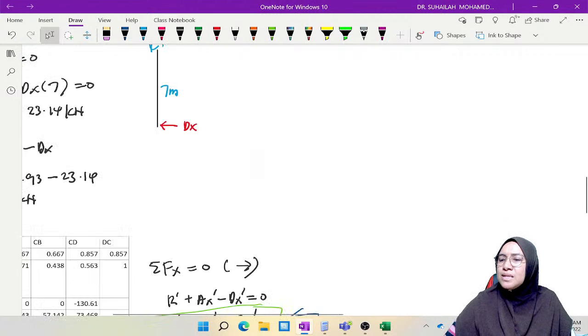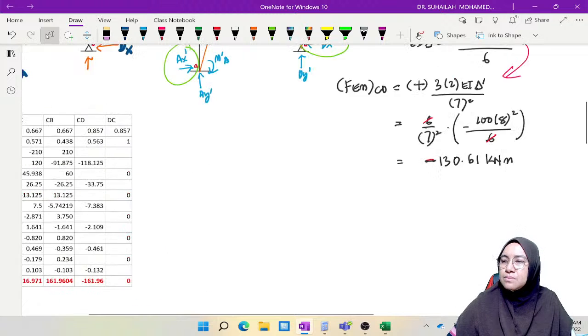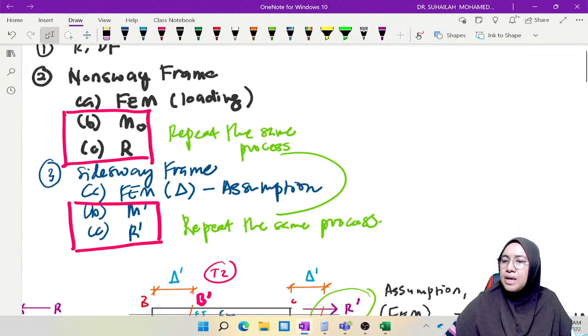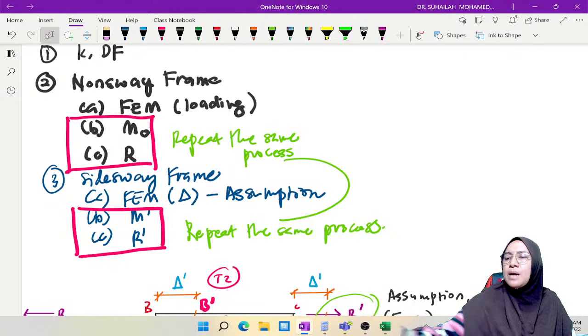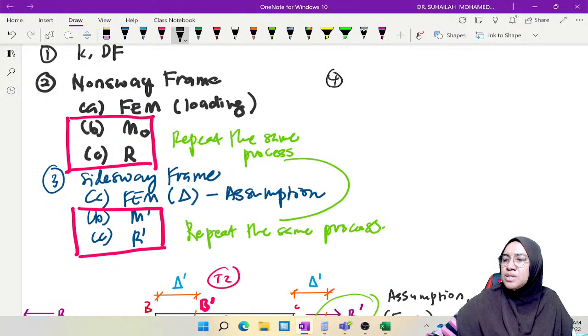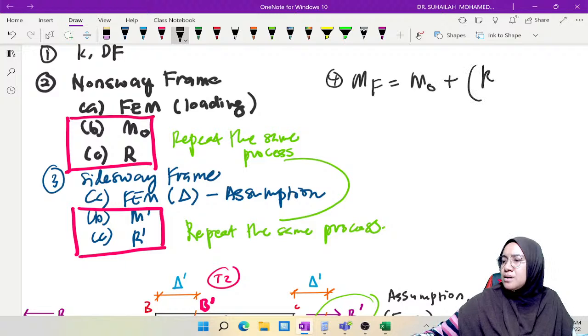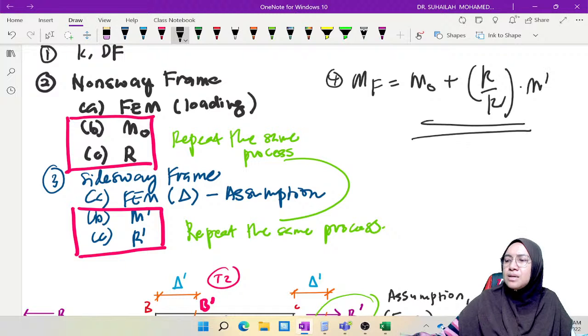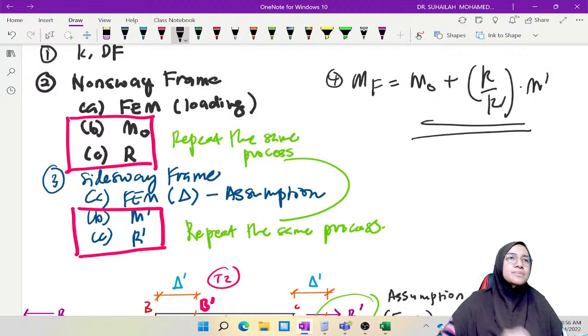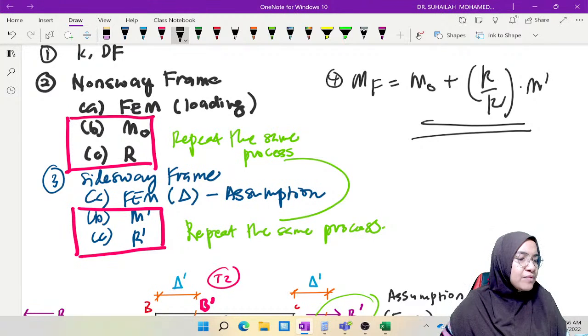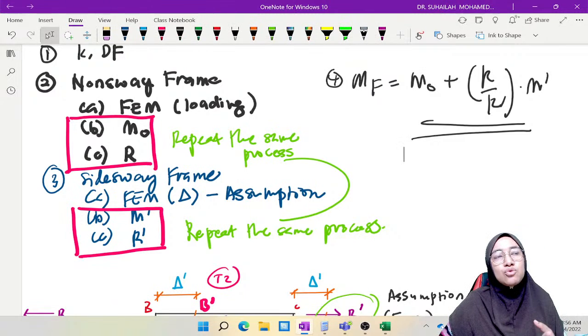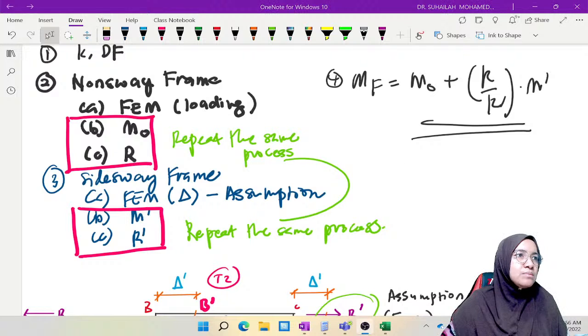So in summary, this is number 1, 2, 3. Number 4 is the equation: M final equal to M total, it doesn't matter, M naught plus R divided by R prime times M prime. So this is the equation. At 11 we will continue to the next two types of frame. We will take a rest for a while.